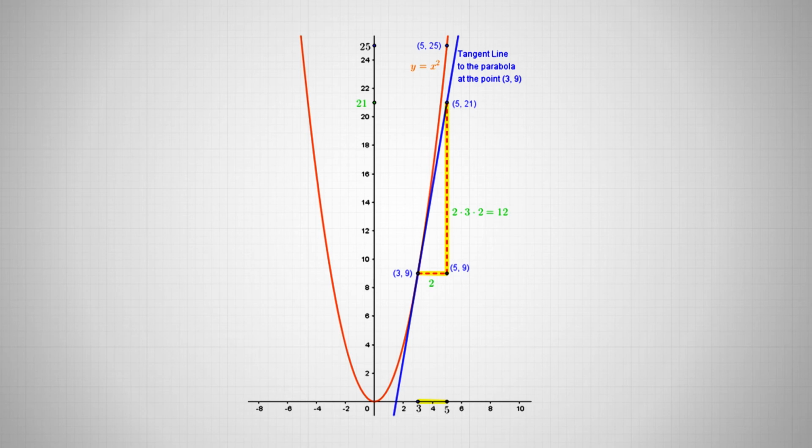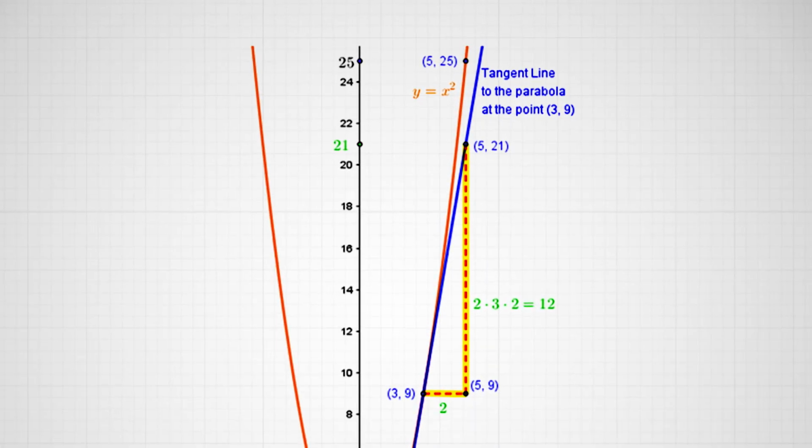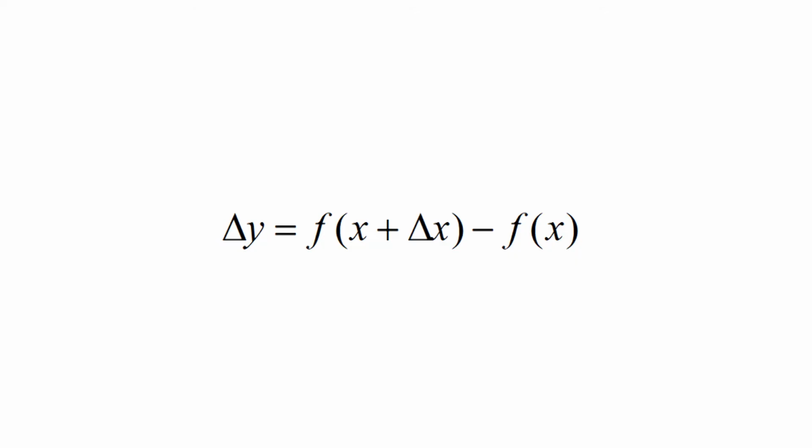At the same time, a change in 2 units along the x axis changes the point (3, 9) to the point (5, 5²), which is equal to (5, 25) along the parabola. For a given function y = f(x), we define delta y = f(x + delta x) - f(x) to denote the signed change in y from its value at some initial number x to its value at a new number x + delta x.